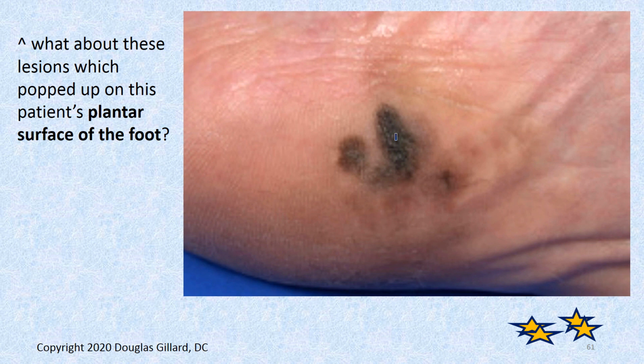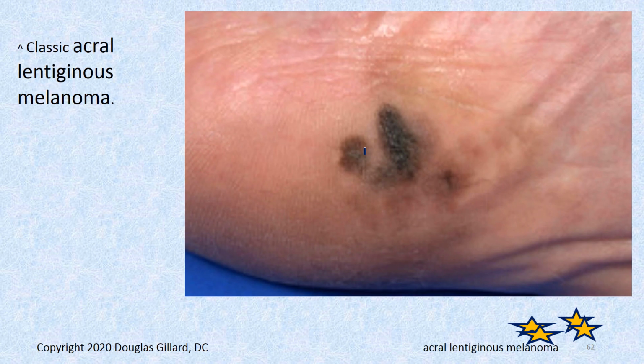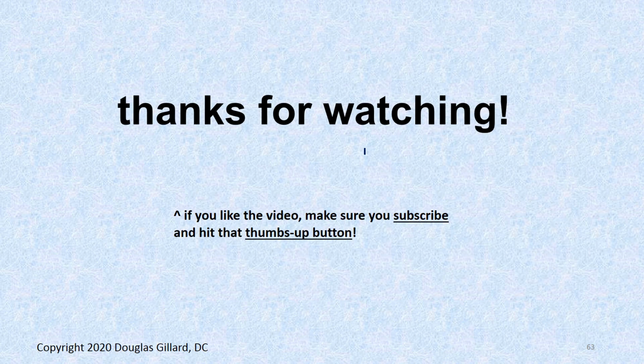This is not a good sign though, right? If you don't have moles on your palms or on the plantar surface of your feet, and this looks like it popped up on the patient's plantar surface. Looks like the heel right here. No good. It's variegated, light brown, dark brown, huge notch taken out of it. That's not good. That's an acral lentiginous melanoma that turned out to be.